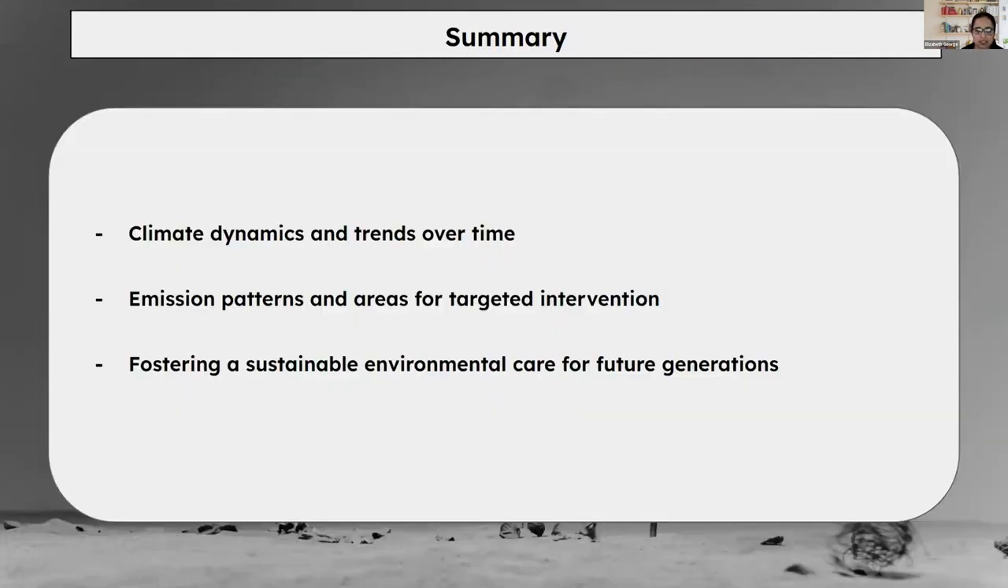To conclude, let's recap the key points of the project. The analysis of greenhouse gas emissions and the historical data offers valuable insights into climate dynamics and trends, enhancing the understanding of emission patterns and targeted intervention areas. These findings emphasize the need for ongoing policy monitoring and sustainable environmental care for future generations.